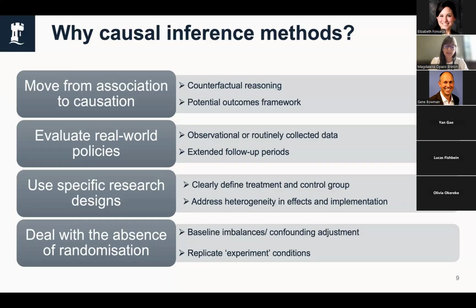In the end, it's all about dealing with the absence of randomization, but causal inference methods will try to replicate a scenario as close as possible to an experiment, and will try to balance baseline imbalances, or also use confounding adjustment methods to replicate these experimental conditions.